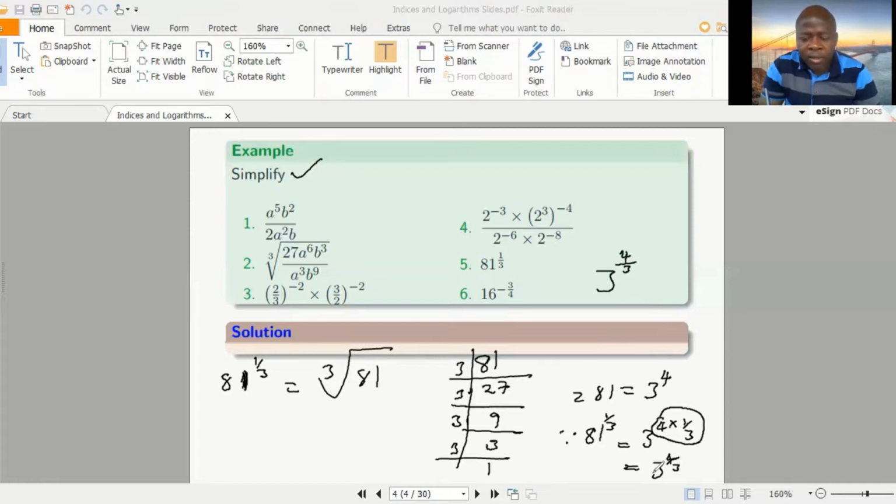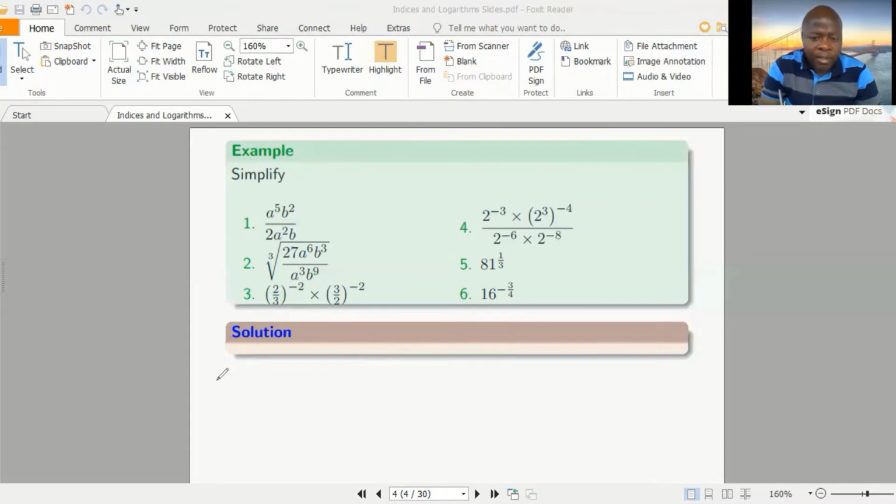This is not a mixed number. Don't take it as a mixed number. No, it's not. Now, what about this other one? 16 raised to 3 out of 4. That is number 6. 16 raised to negative 3 out of 4.